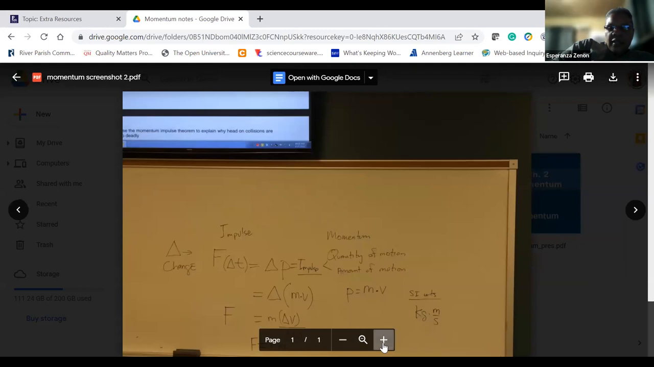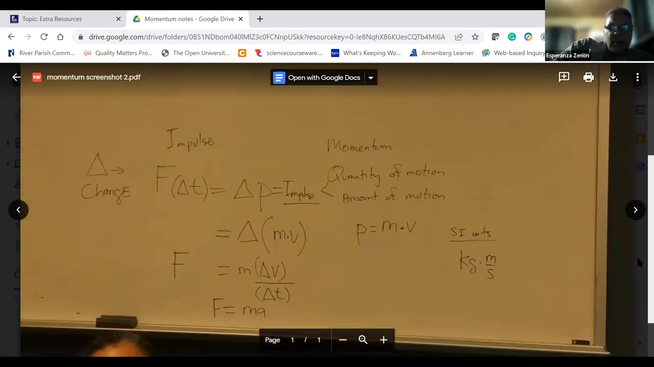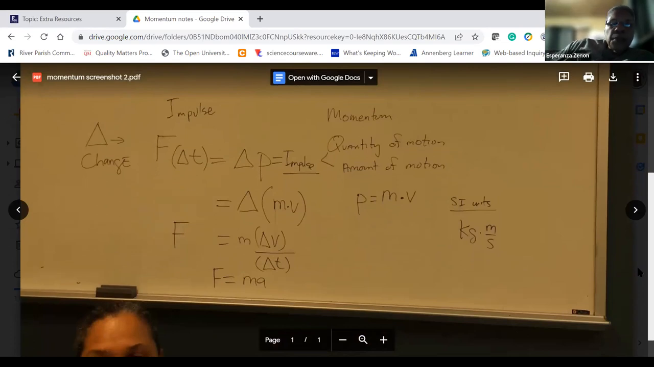This other screenshot was just me showing the class how you can get from the impulse equation to Newton's second law. Because I said that the impulse equation is another form of Newton's second law, so I showed how I did that. I just took momentum, which is equal to mass times velocity, and I substituted it in the equation for P. And then since the mass is constant, I can pull it out because it's not going to change. Delta means change. Well, since M is not changing, delta does not apply to it. You could think of it that way.